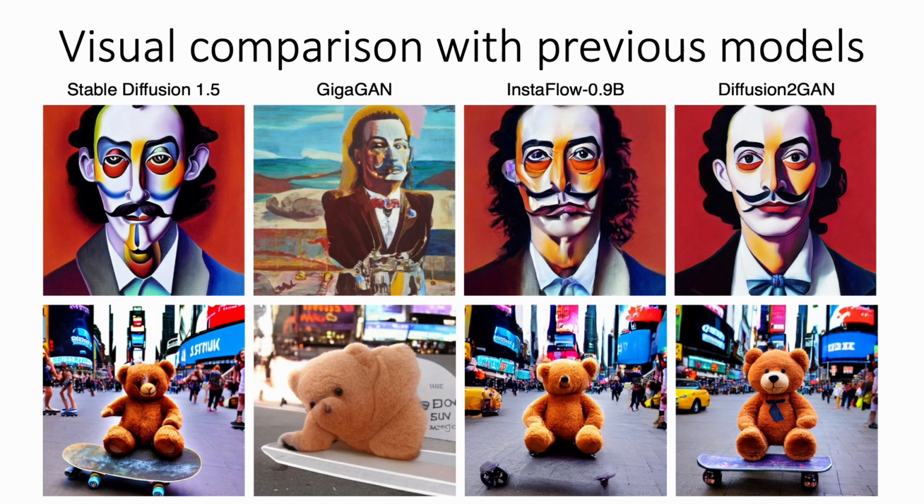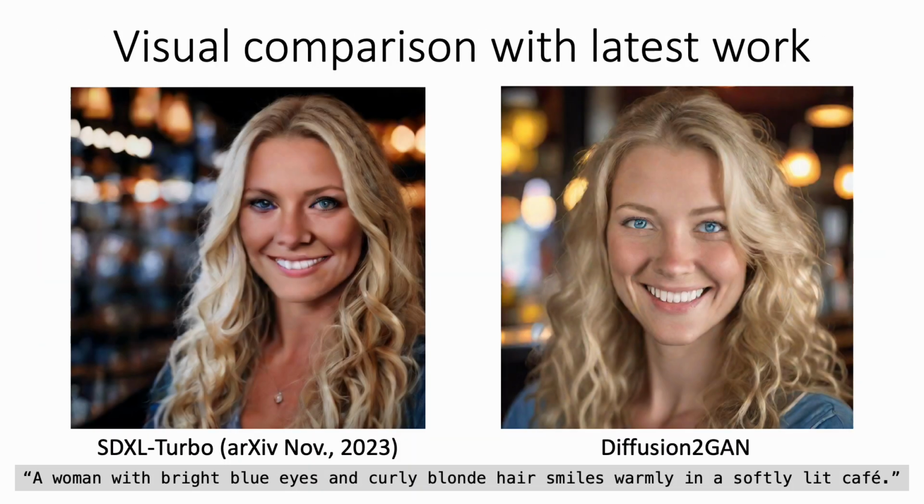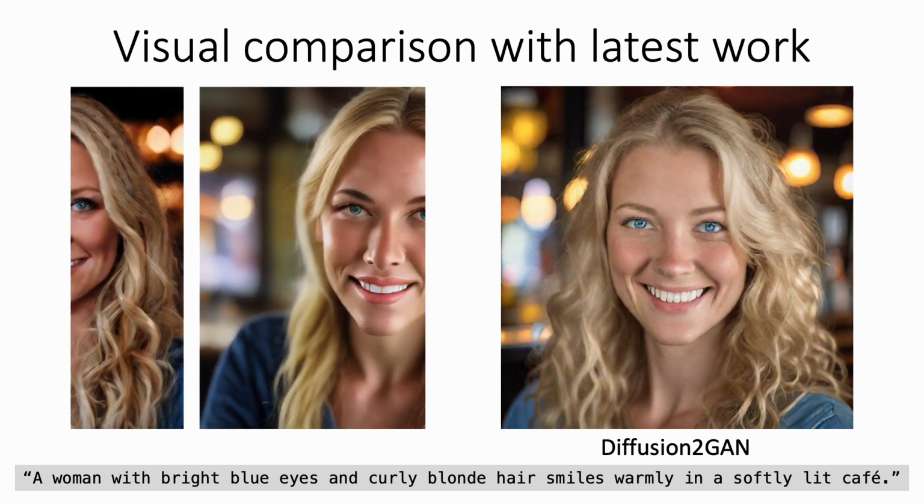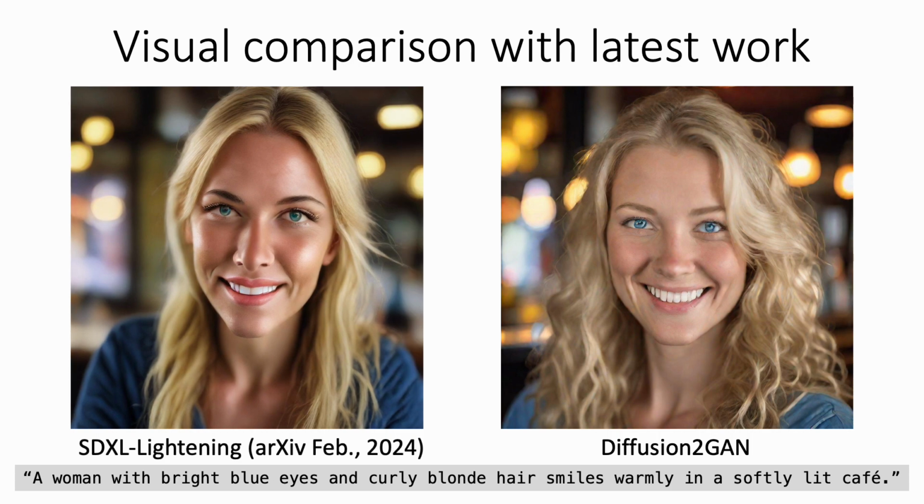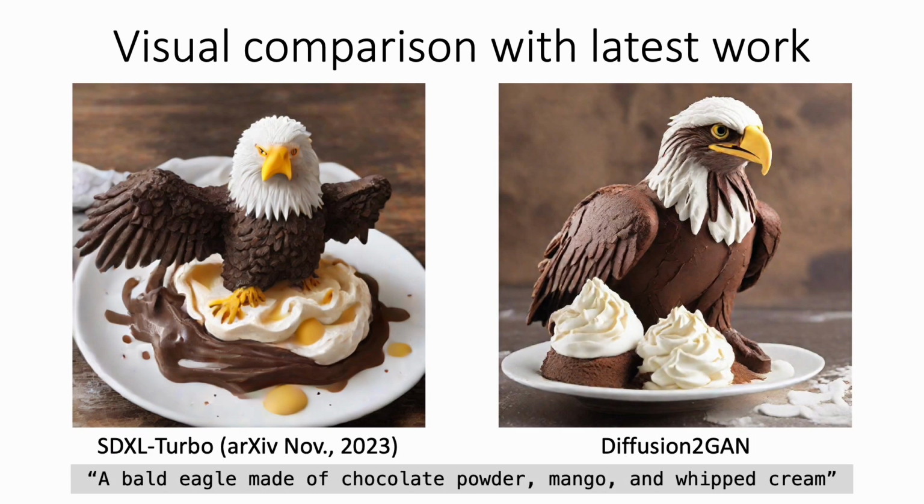We compared our distillation method, Diffusion2GAN, with previous models like GAN and InstaFlow. Our model demonstrates better image synthesis quality and high frequency detail compared to the baseline models. We also compared our method with concurrent models, SDXL-Turbo and Lightning, and demonstrated better image synthesis quality and text-to-image alignment. Here is another example.